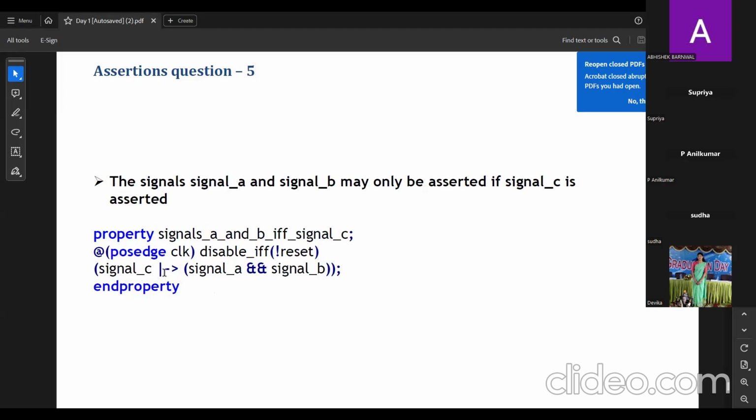That is, we have the implication operator, and in implication we again have 2 types: one is overlapping, and the other one is non-overlapping. So can anyone explain what overlapping and non-overlapping mean? Because this is very useful for building your assertions, so it's good if everyone knows about it. That's why I'm asking you once again: what is the difference between the overlapping implication operator and the non-overlapping implication operator?